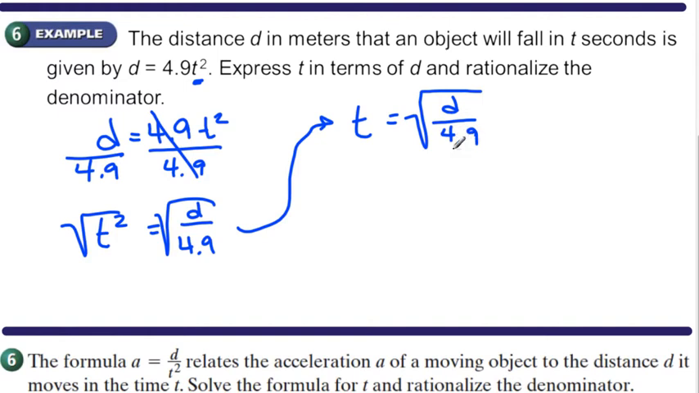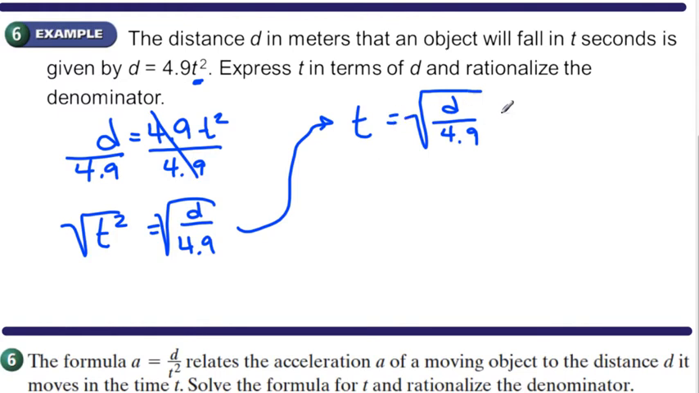Please do not be tricked into thinking that that would be 0.7. In order for you to have a square root of 49, it would either have to be pure 49 or 0.49. 4.9 is not going to give you the square root of 0.7.